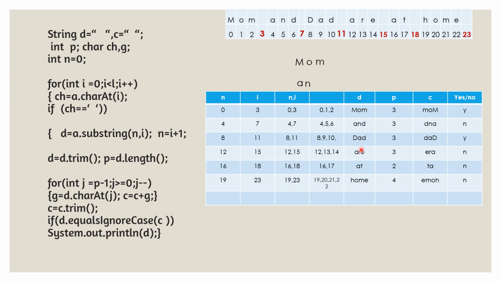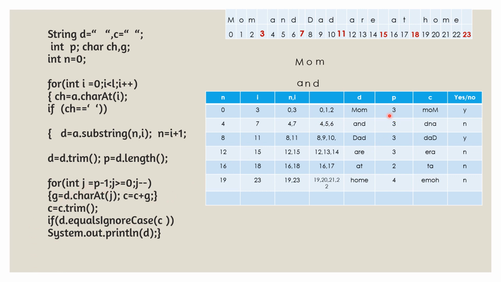So the extracted words are stored here. Then remove the extra space from the extracted word and find the length of the word: p is equal to d.length. So how many characters are in each word will be stored in p. Now we have to find out which of these words are palindrome words. For finding palindrome words, we will do the reverse loop. So we will start one more loop: int j is equal to p minus 1.